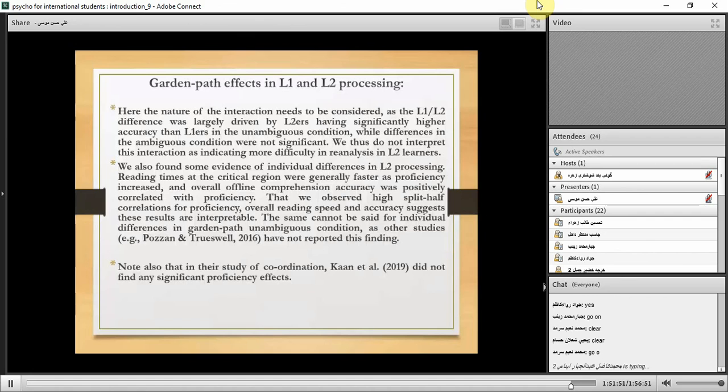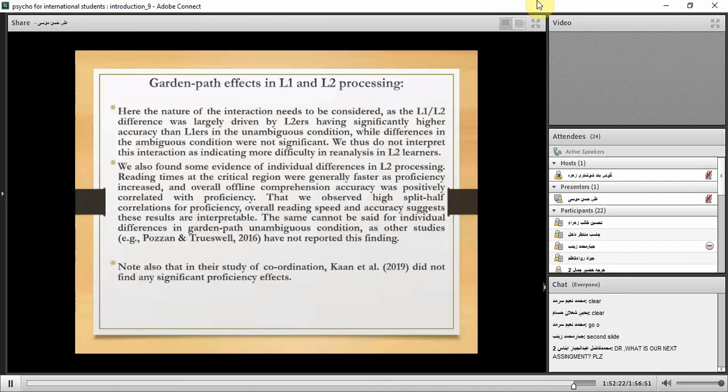However, the nature of the interaction needs to be considered, as the L1, L2 difference was largely driven by L1 having significantly higher accuracy than L2 in the unambiguous condition, while differences in the ambiguous condition were not significant. We thus do not interpret this interaction as indicating more difficulty in analysis in L2 learners.